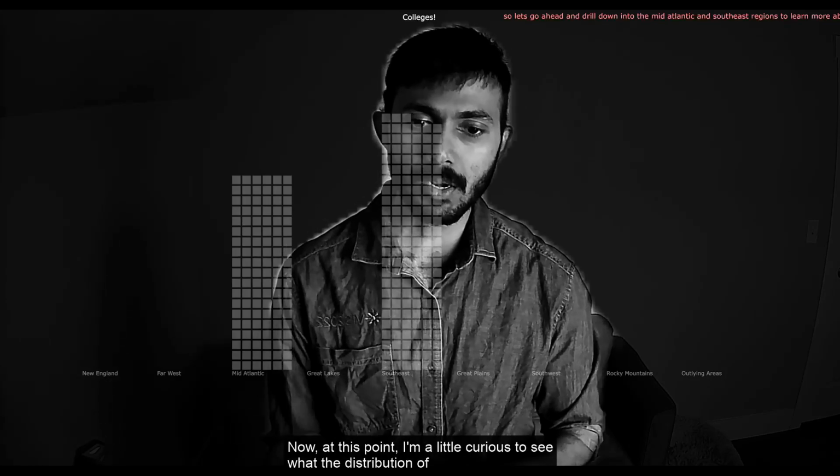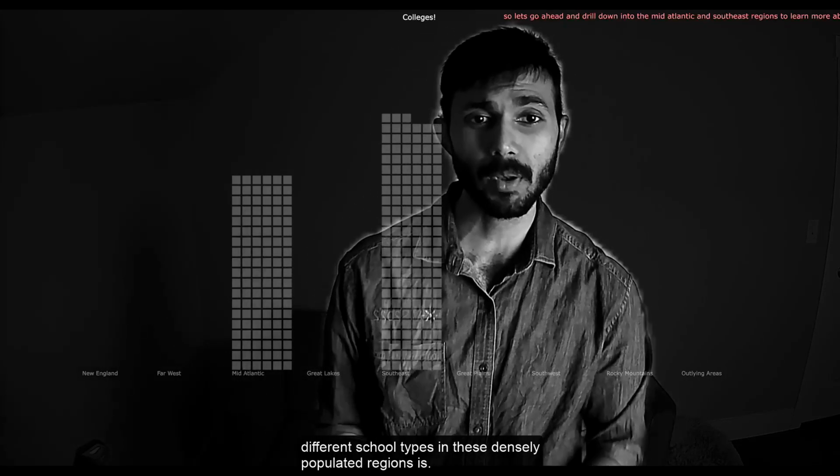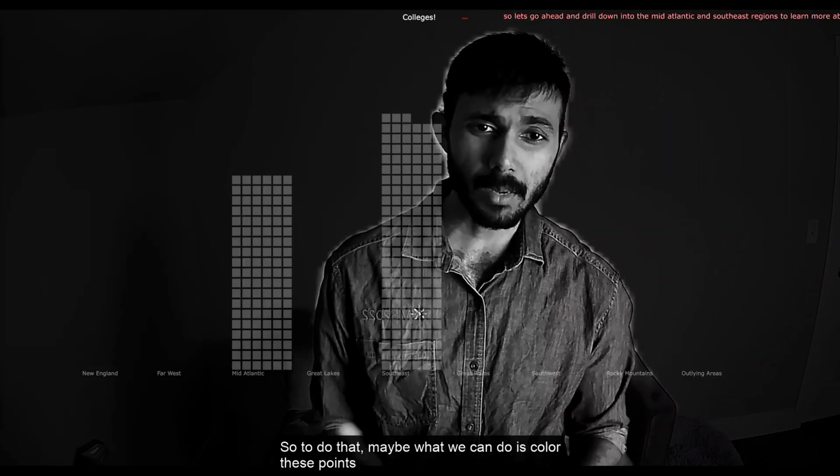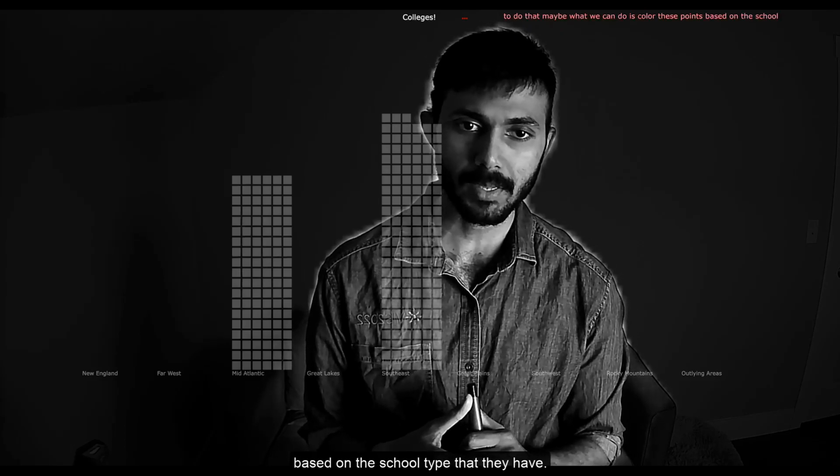Now, at this point, I'm a little curious to see what the distribution of different school types in these densely populated regions is. So to do that, maybe what we can do is color these points based on the school type that they have.